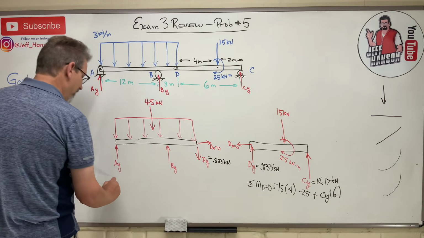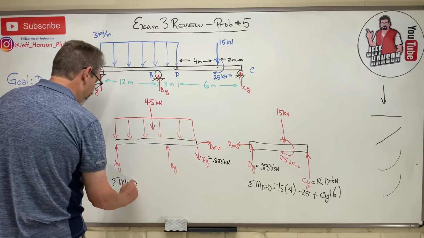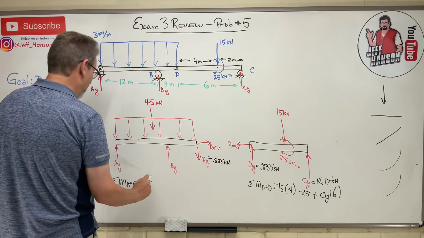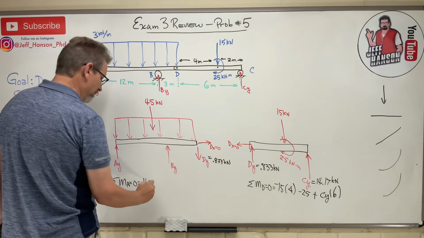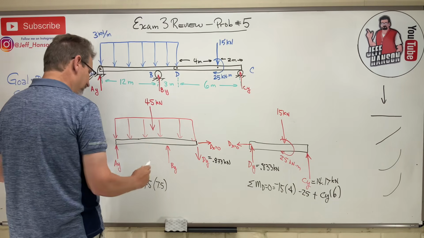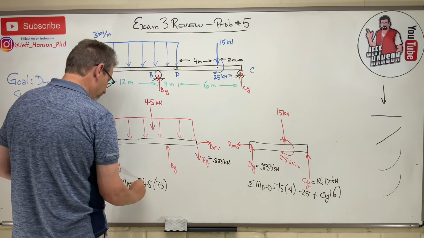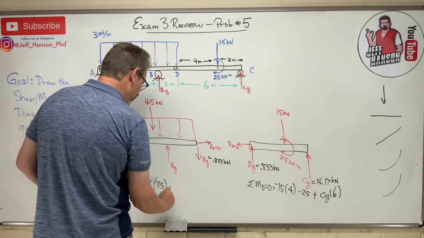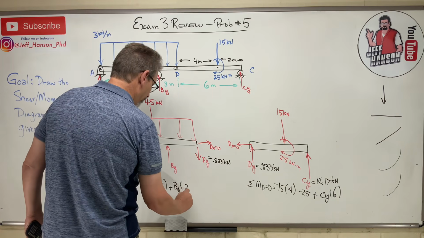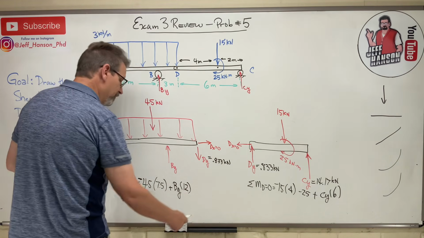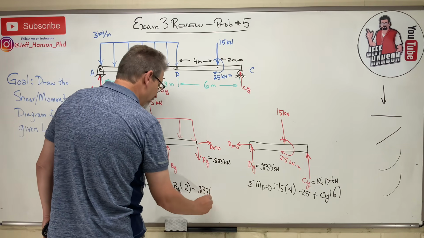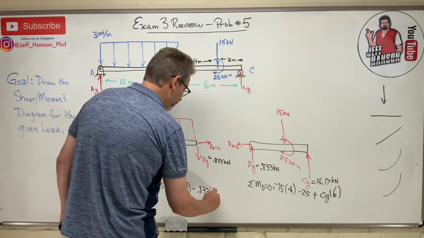Okay, now what? Take the moment at A, and I get 45, which rotates me positive, so 45 times how far away? It's half of 15, 7.5, and then BY rotates me, oh, this one's negative. I get my directions backwards, that's negative. BY rotates me positive, so plus BY times, let's see, how far? 12. And then DY again, rotating me negative over here, minus 0.833 times 15.